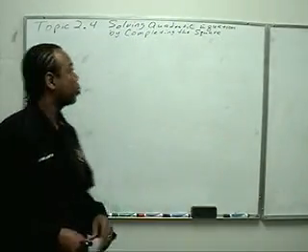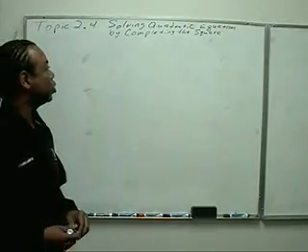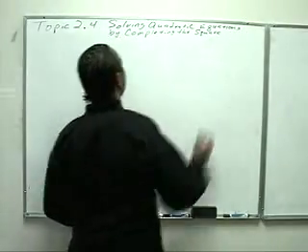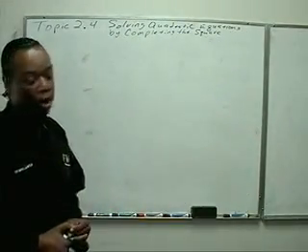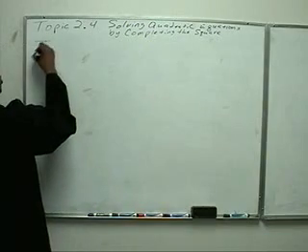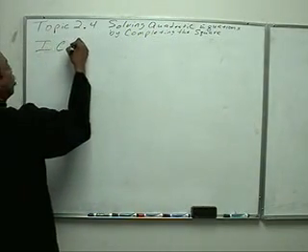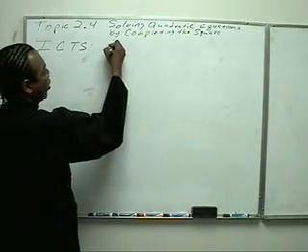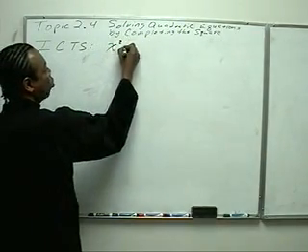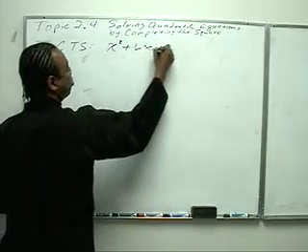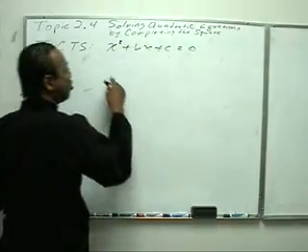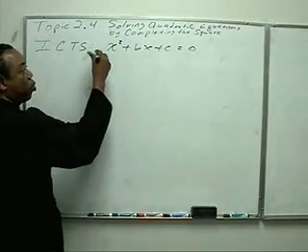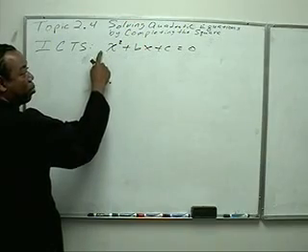Topic 2.4, we'll be solving quadratic equations by completing the square. Now the process of completing the square would involve having a quadratic written as x squared plus bx plus c equals 0. This means that the first term here will be 1 rather than any other number.